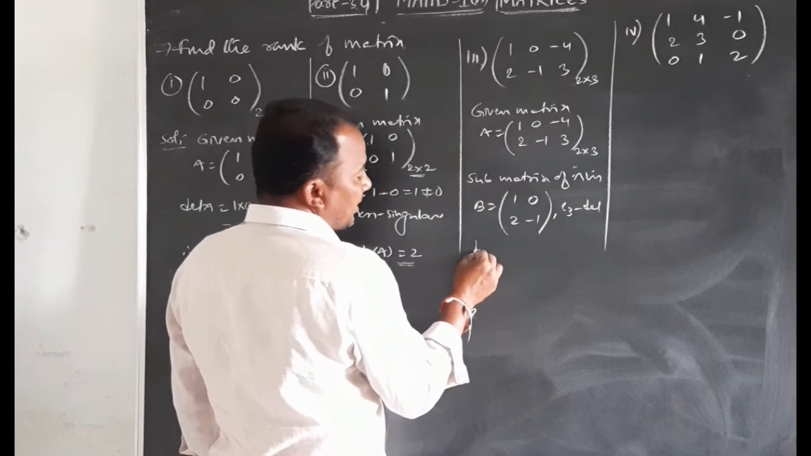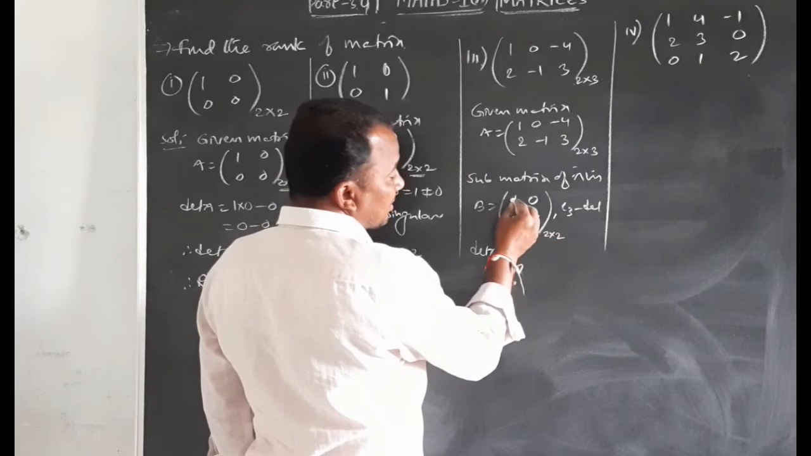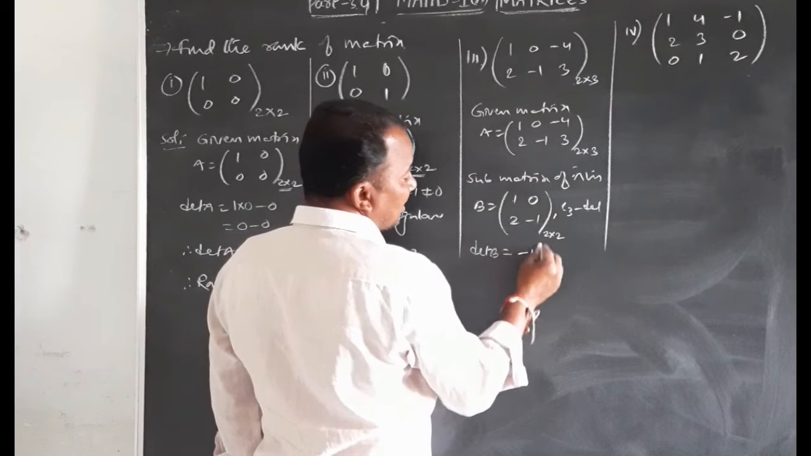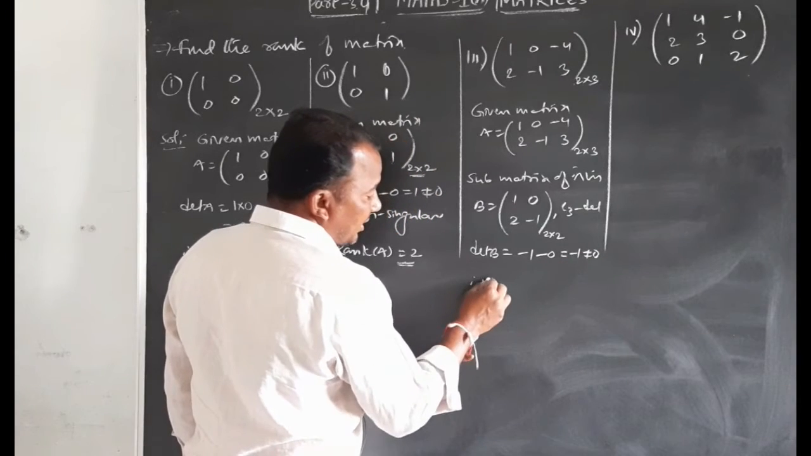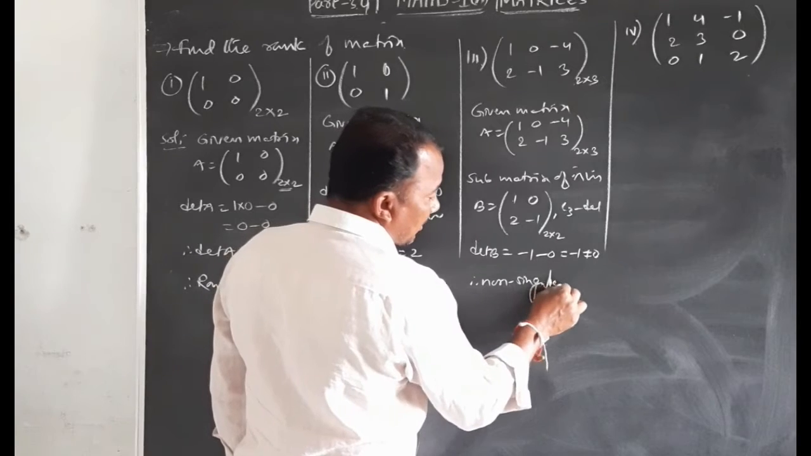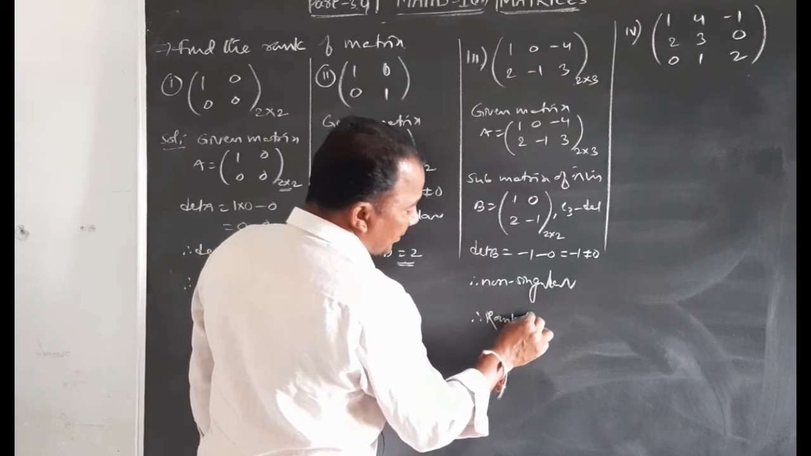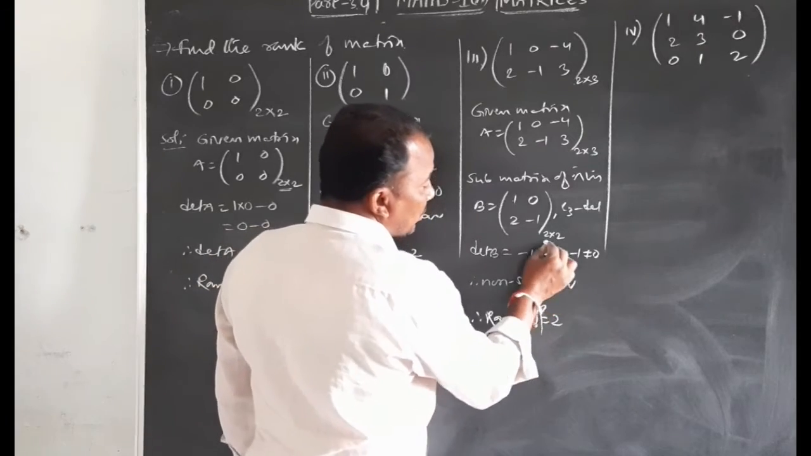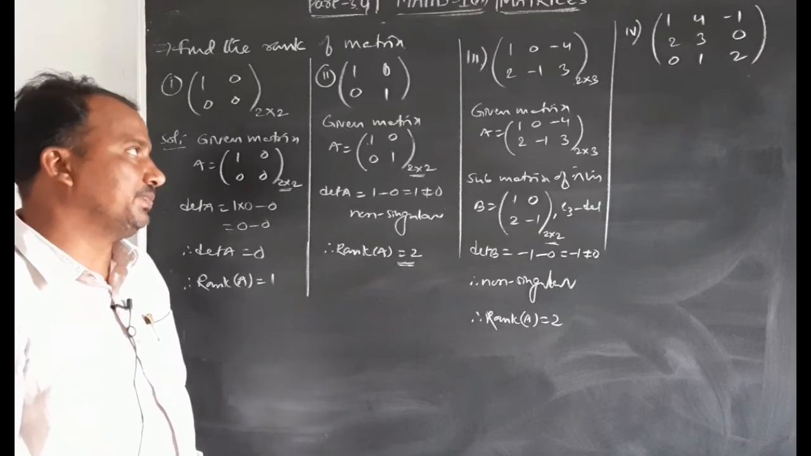Now find det B, the determinant of B. It is a 2 by 2 matrix. Det B equals 1 into minus 1 minus 0 into 2, which is minus 1, not equal to 0. It is non-singular. So a 2 by 2 non-singular submatrix exists, which means rank of A equals 2.